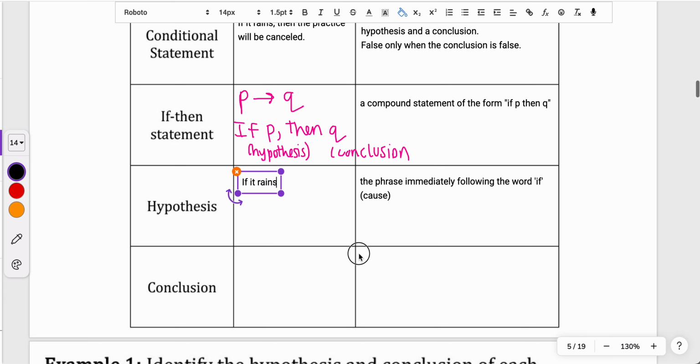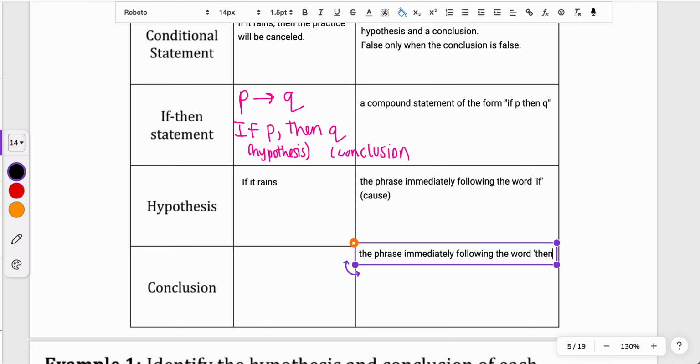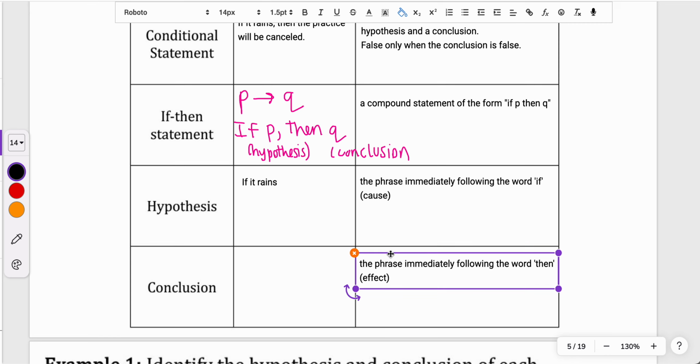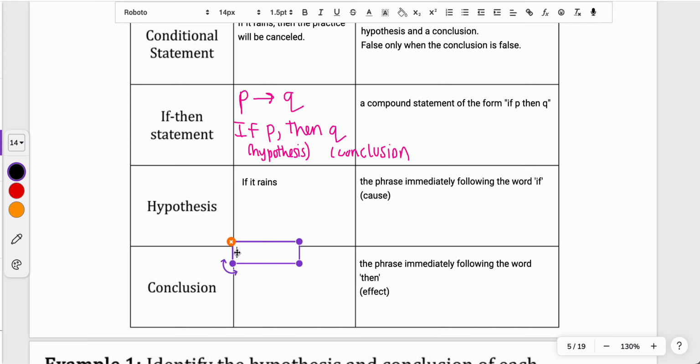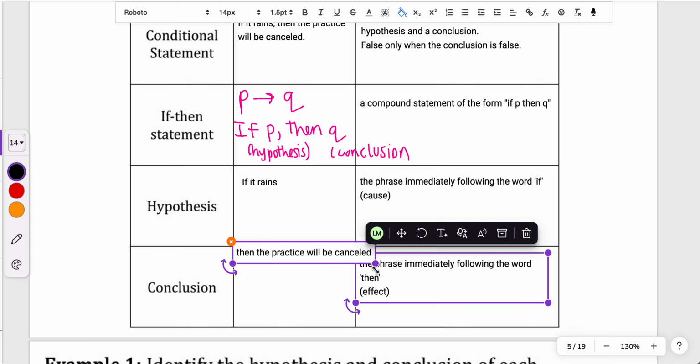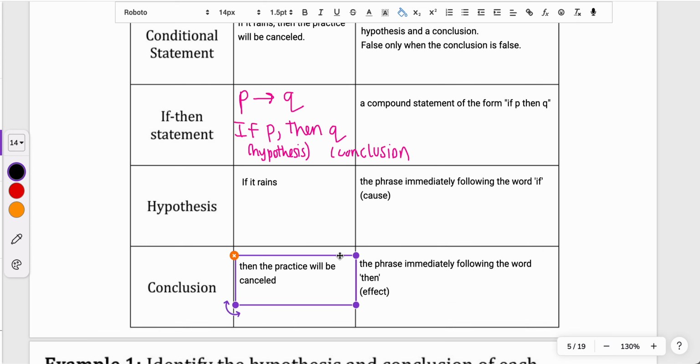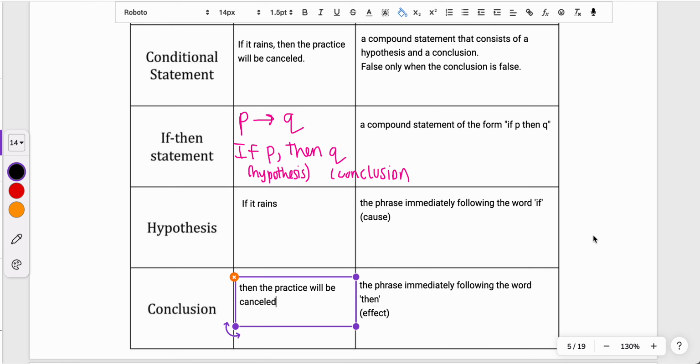Okay? A conclusion is the phrase immediately following the word then. Okay? This is more known as the effect. So the cause is what starts it, the hypothesis. The conclusion is what's going to end it, that drawing conclusion. So if it rains is the hypothesis, then the practice will be canceled is the conclusion. Okay? So take your time now, pause the video here if you need to finish writing in everything. Once you're ready to go on, let's go ahead and click play and try some examples.